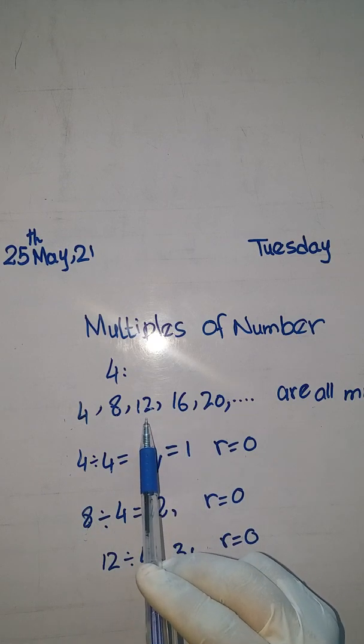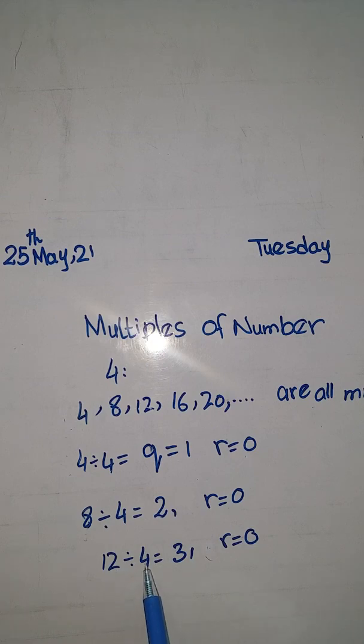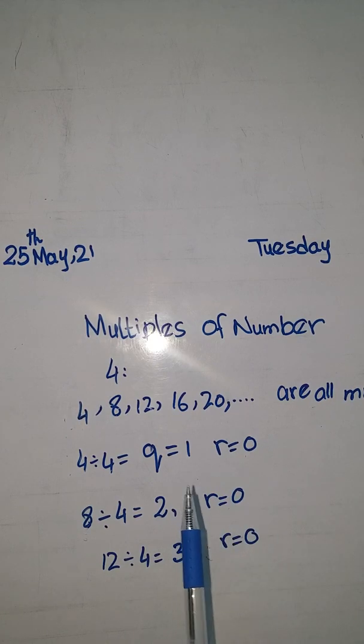Now the third number, 12. Is 12 a multiple of 4? Now we will divide 12 by 4. 4 3s are 12. So you can say 12 is also a multiple of 4 because we get quotient 3 without leaving any remainder. Now I will give you more examples.